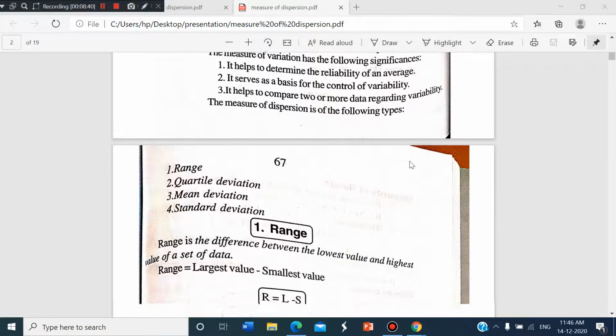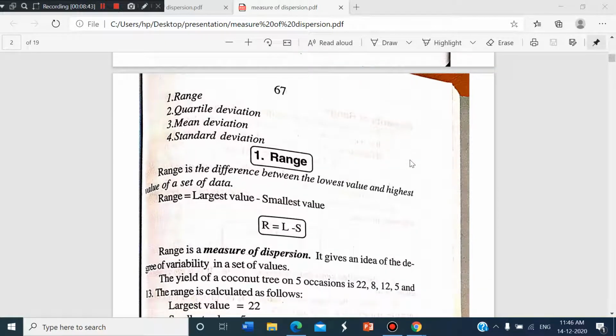Now, first let's know about the range. What is range? Range is nothing but a measure of deviation or dispersion or variability. It's a measure of variability undoubtedly. How to calculate it? It is the difference between the lowest value and the highest value in the set of data. So if you want to put an equation for that, range equals largest value minus smallest value: R equals L minus S, where L is the largest value and S is the smallest value.